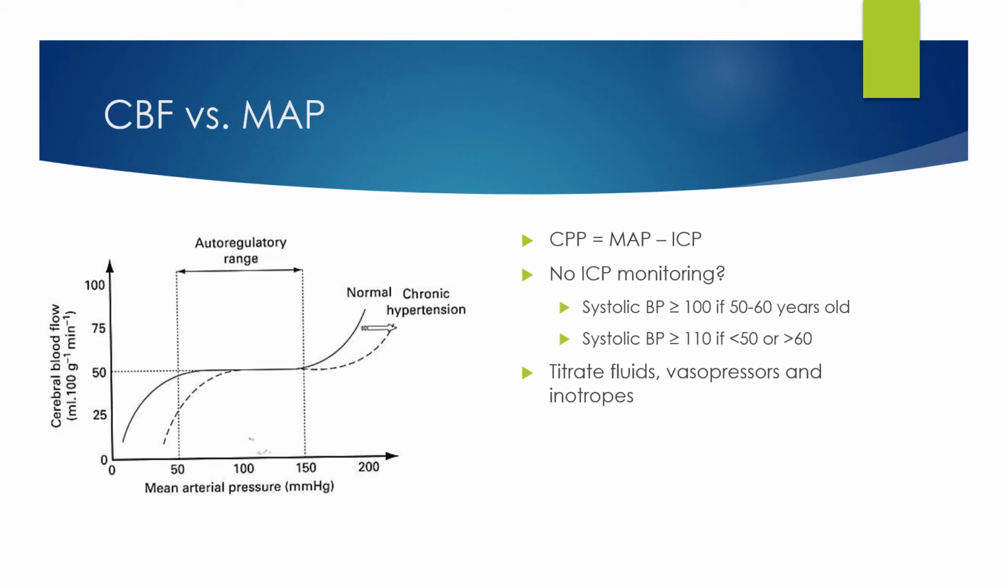In terms of cerebral blood flow versus mean arterial pressure, as I said earlier, your cerebral perfusion pressure is what you're really interested in here. Your mean arterial pressure minus your ICP will give you that value. If you don't have ICP monitoring in place though, there is still a blood pressure target you should be shooting for. A systolic pressure greater than 100 for people between 50 and 60 years old, or greater than 110 if they're outside those ranges. To do this, you'll be titrating fluids, vasopressors and inotropes for your patient.